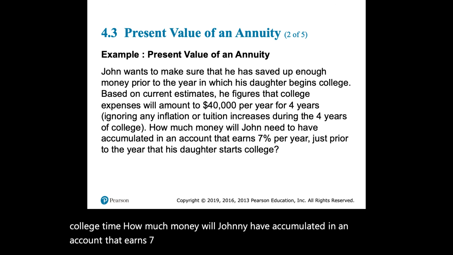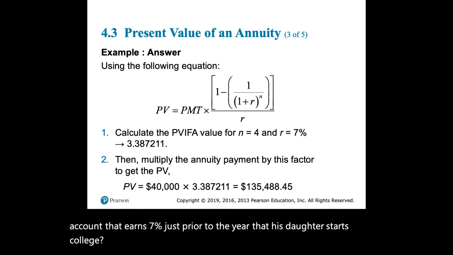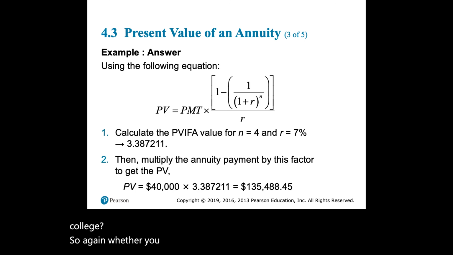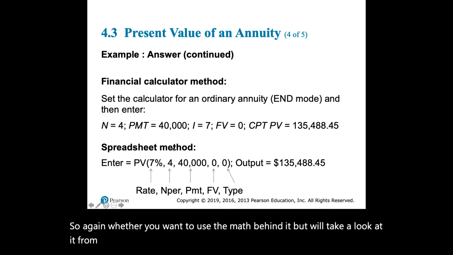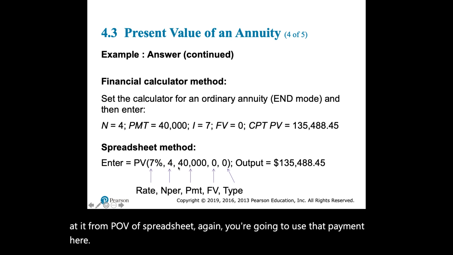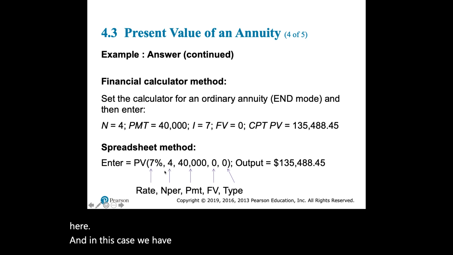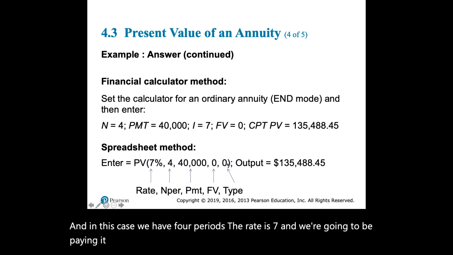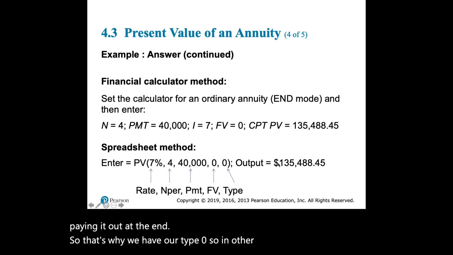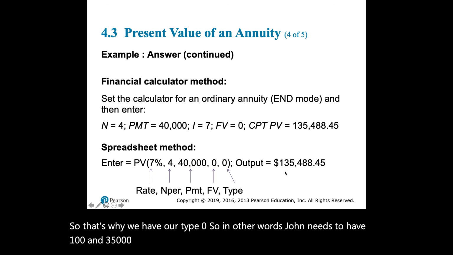Again, you could use the math behind it, but we'll take a look at it from the point of view of the spreadsheet. You're going to use the payment function here. In this case, we have 4 periods, the rate is 7%, and we're going to be paying it out at the end, so that's why we have type 0. In other words, John needs to have $135,000 currently to be able to provide that amount for his daughter when college begins and be able to pay out $40,000 a year.